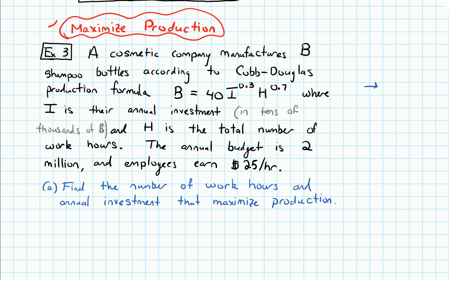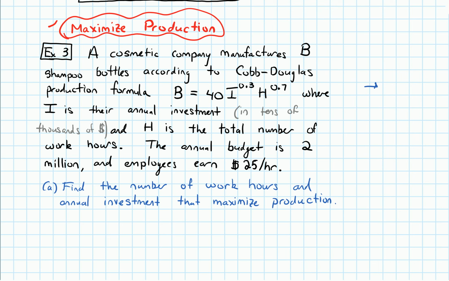Okay, where I is their annual investment in tens of thousands of dollars, and H is the total number of work hours. The annual budget is $2 million, and employees earn $25 per hour. Part A asks to find the number of work hours and annual investment that maximize production.